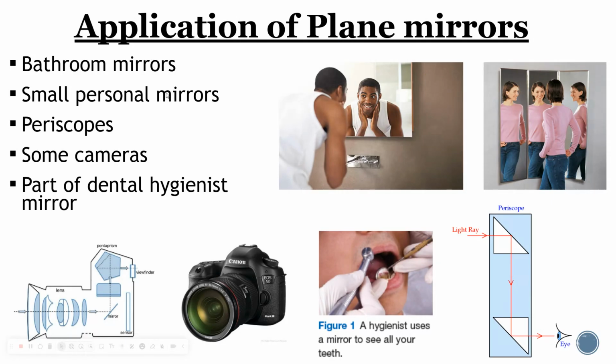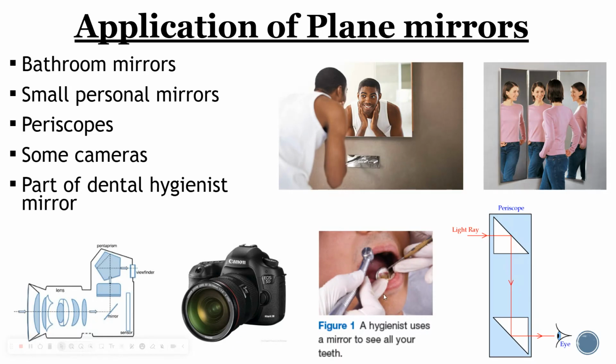Small personal mirrors are often plane mirrors. There's a cool little toy called a periscope. You might have seen those before, where you hide behind some object and you can still see everything in front of that object because you have, let's say, a plane mirror here that gathers light from it, reflects it to this plane mirror, and that goes into your eyes.